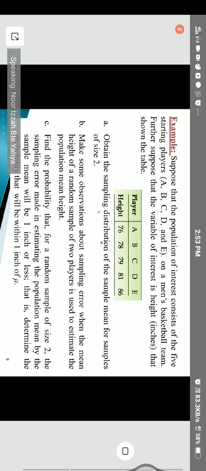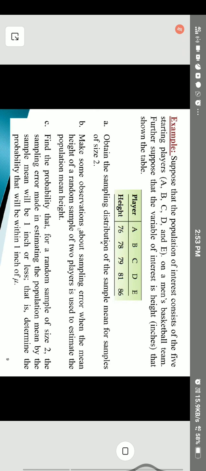Obtain the sampling distribution of the sample mean for a sample of size 2. Okay, say you want to pick from these 5, you want a sample of 2. You sample 2, and these 2 players will be your sample. And then you want to look: if you take these 2 players, what is their sample mean?